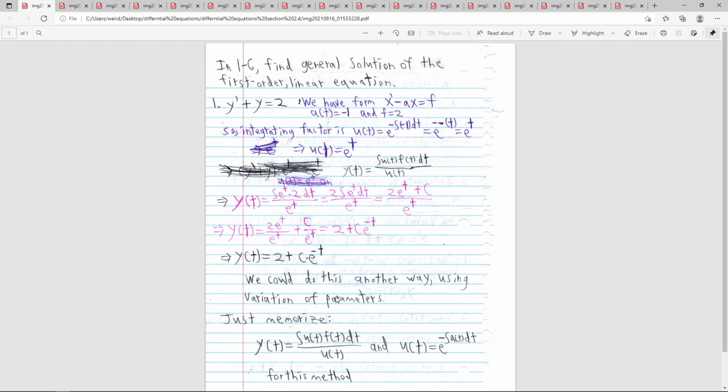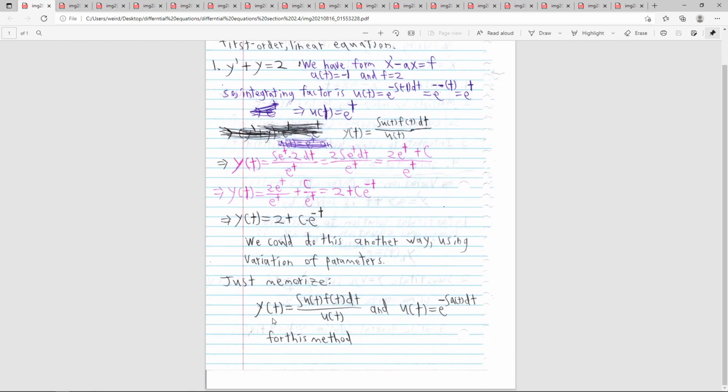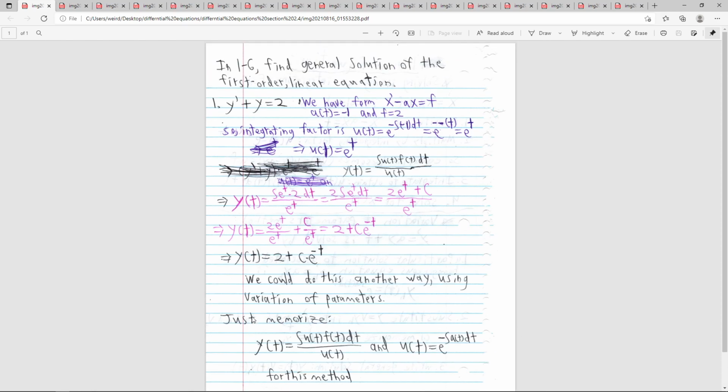And I'm going to show you this case without even being asked to show you the other method. But for this method, mainly you need to worry about these two formulas, and you'll be able to solve an equation as long as you can integrate properly from there. The integral of u at t times f at t dt divided by u at t, and u at t, of course, is just very basic. And there's plenty of examples.